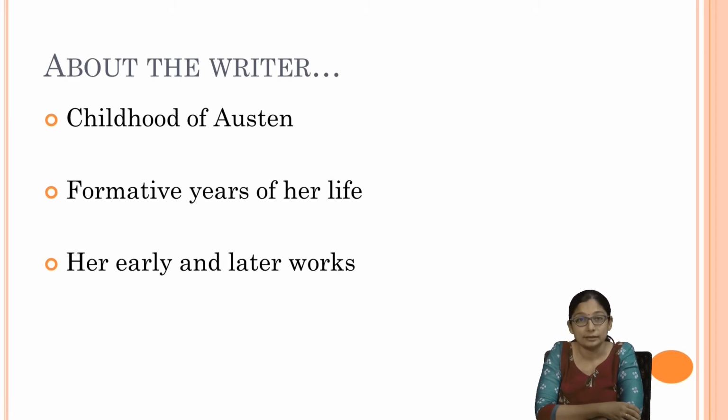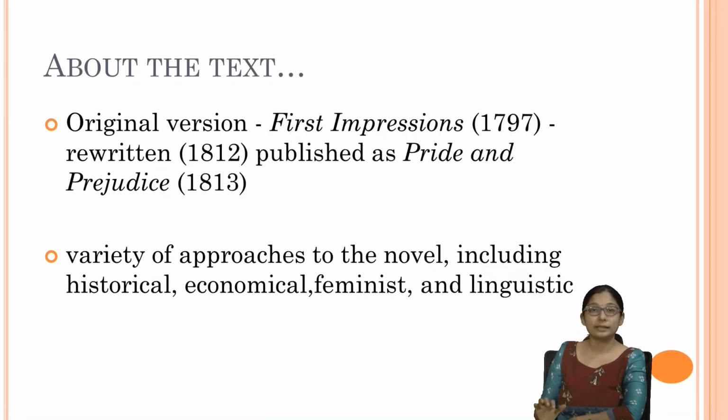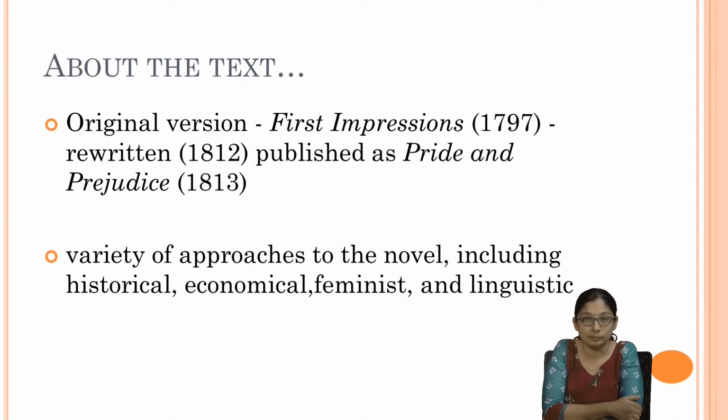So friends, this was all about Jane Austen. Now let us talk about the text, which is centered around Mr. and Mrs. Bennet's 5 daughters: Jane, Elizabeth, Mary, Catherine and Lydia. The beginning of the novel introduces us to Mrs. Bennet's preoccupation with marrying off her daughters and her self-pitying nature.